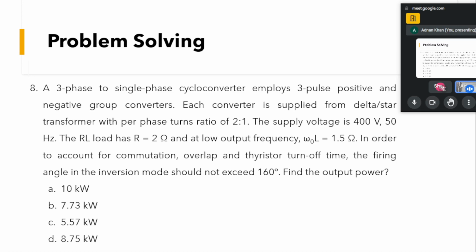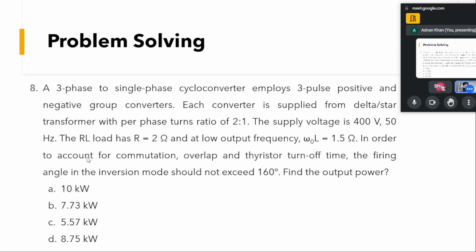The supply frequency is 450 Hertz. We have a load of 2 ohms, and the impedance offered by the inductor is 1.5 ohm. In order to account for the commutation, that is the overlap and the thyristor turn off, the firing angle in the inversion should not exceed 160 degrees. So we have to find out the output power.